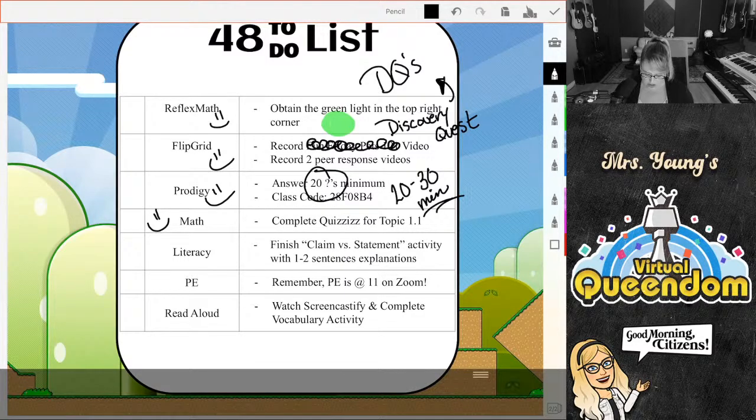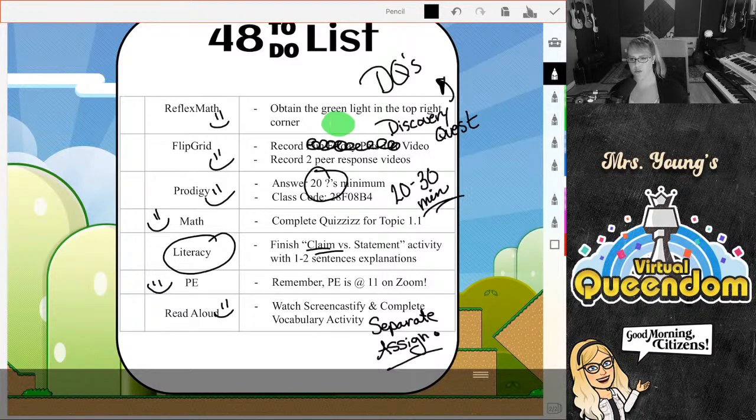Literacy is what we're going to work on today. We're going to be introducing claim versus statement. Your PE time is already done, and your read aloud should already be done. Your read aloud is on a separate assignment, because I goofed and put it on a review only. Sixth grade math friends, I do not have your quiz score.